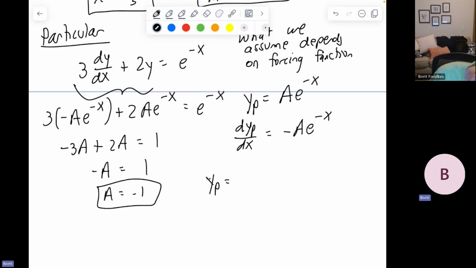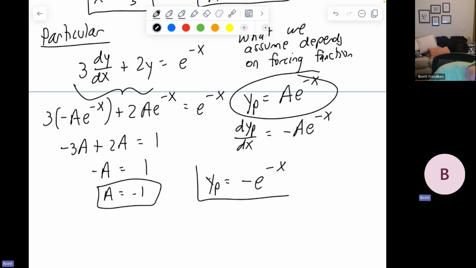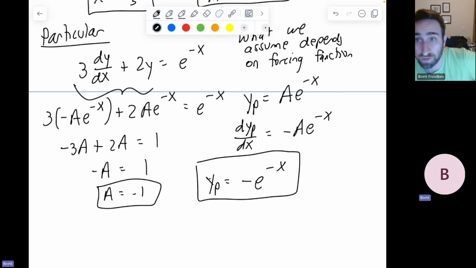So if we come back to this, yp is a, which is negative a times e to the minus x. That gives us our particular solution. Note, this won't depend on initial conditions. There's no c's here, because this is only due to the force. This is only due to the external thing. It has nothing to do with the initial conditions of the system. It doesn't care about what was happening before the mass started moving or the heat started transferring or whatever. This is just strictly the thing due to an external motor or an external heat source or whatever.